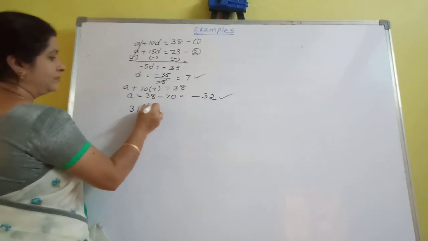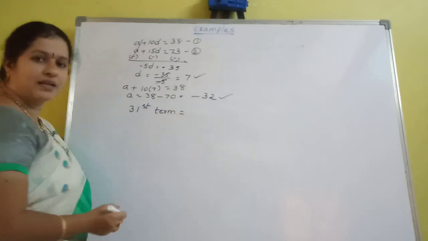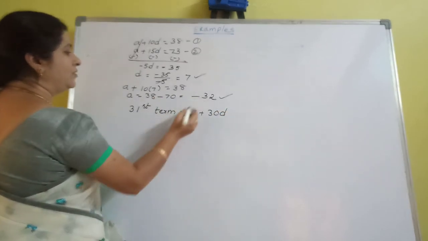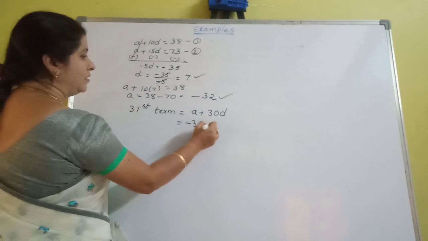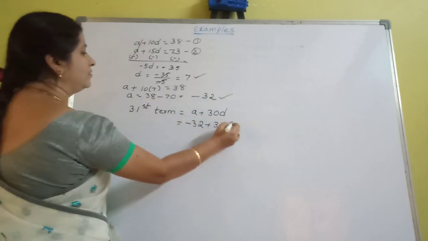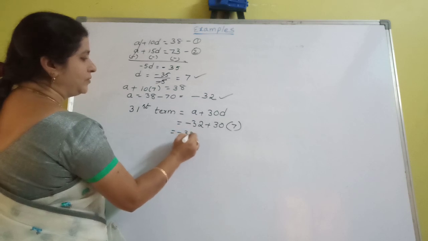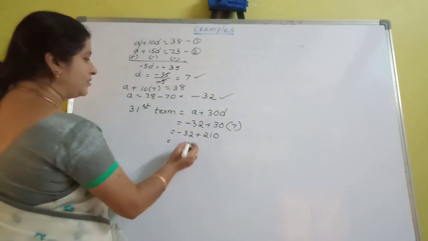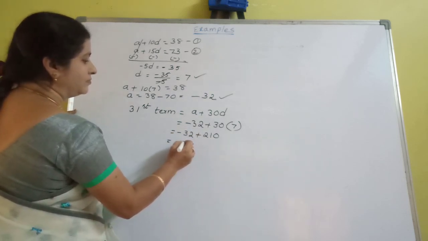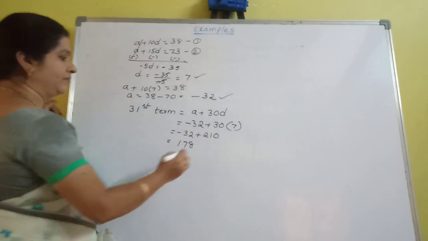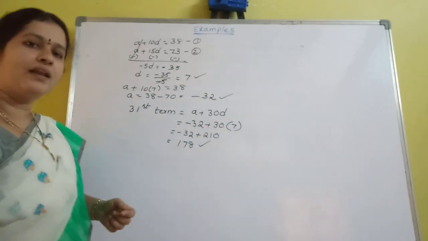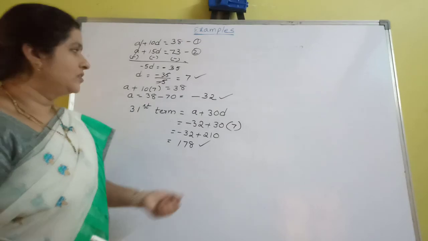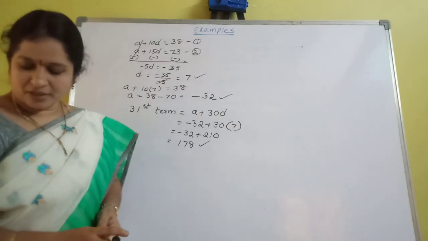So what is the 31st term equation? A plus 30D. So what is the A value? We got here minus 32 plus 30 into D value 7. So minus 32 plus 210. Subtract these two values. So 178. 178 is the final answer. So the 31st term in the series is 178. So there are so many models in your textbook.